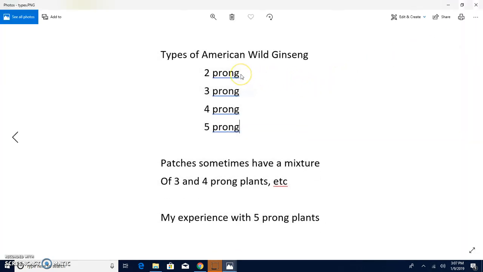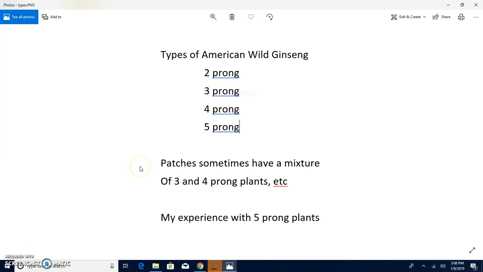There's a two-pronged plant, but you don't see too many of them in this area. What I see mainly, and I've been out in the woods a lot, hunted and dug a lot of ginseng, and bought a lot of ginseng because I've been a ginseng dealer for a number of years, is the three-pronged plant and the four-pronged plant. I've seen a few five-pronged plants, but not too many. I've never seen a six-pronged or seven-pronged plant. In a lot of patches you'll have a mixture of three-prong and four-prong plants.